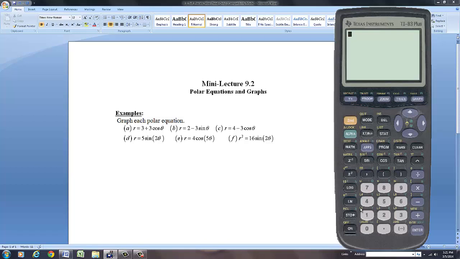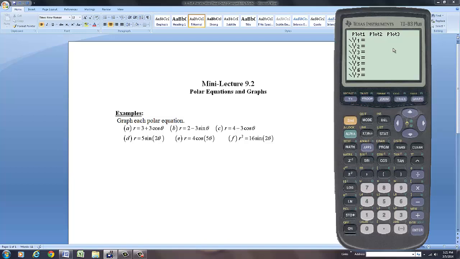Normally if you're going to graph a regular function, we go to y equals, and we have a function in x and y, so we enter the expression over here. But in polar coordinates the ordered pairs are r and theta.